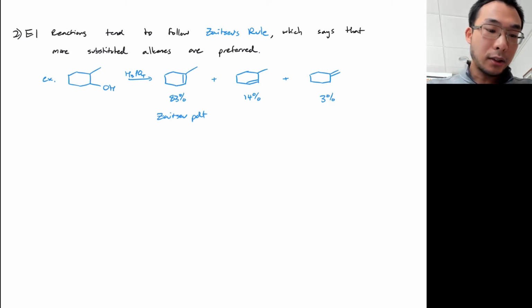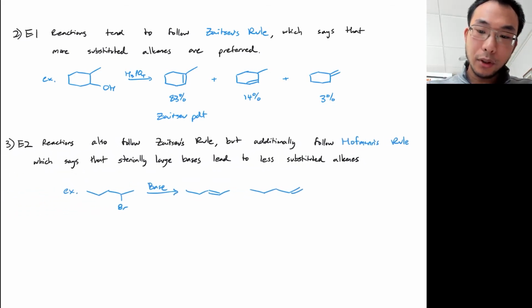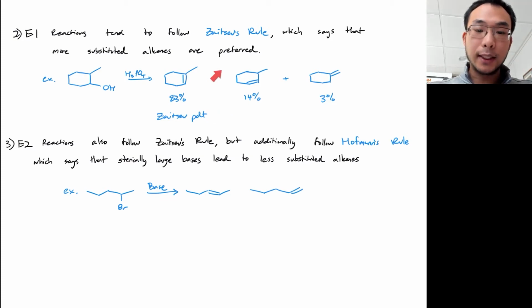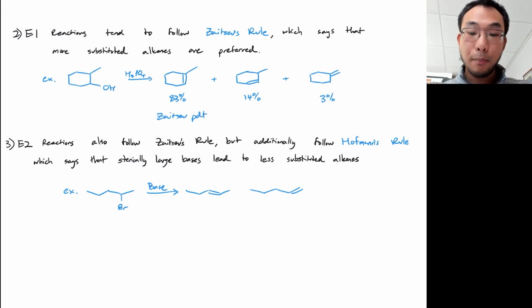E2 reactions also will follow Zaitsev's rule, but there's an additional qualification to that, which is that the sterics of the base can make it so that we don't follow Zaitsev's rule. So if sterics are not a concern in an E2 reaction, we follow Zaitsev's rule, same type of product. But if we use a base that's really big and sterically bulky, then you can imagine that it would be harder for the base to deprotonate a hydrogen that's also on a more substituted carbon.